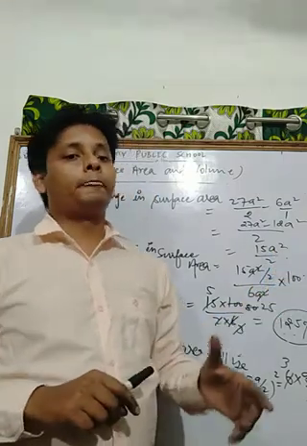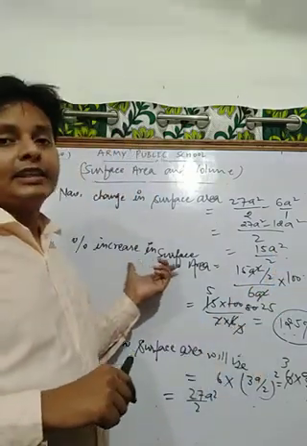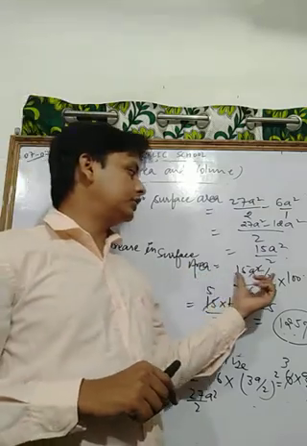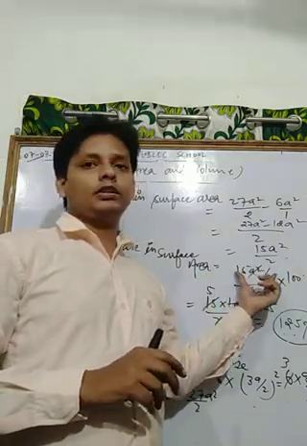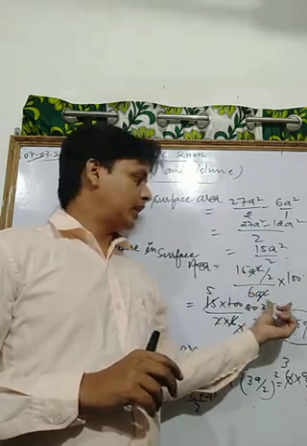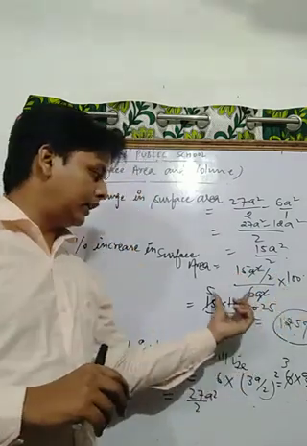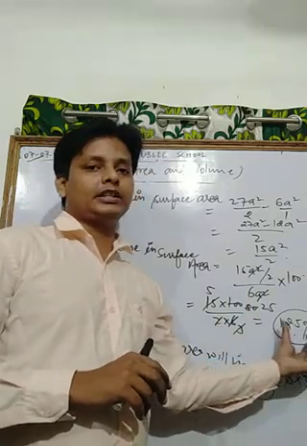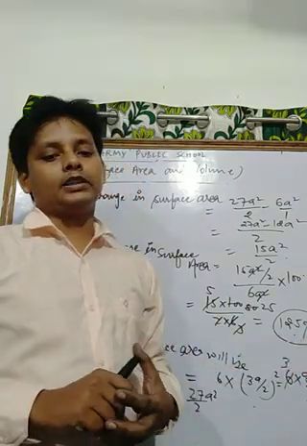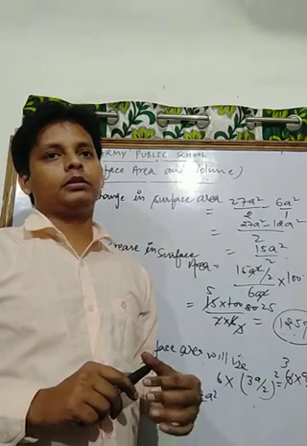For finding the percentage increase in surface area, the basic concept is change in quantity upon original quantity into 100. In this way, after solving it, we get 125%. This is the final answer. Okay. Thank you.